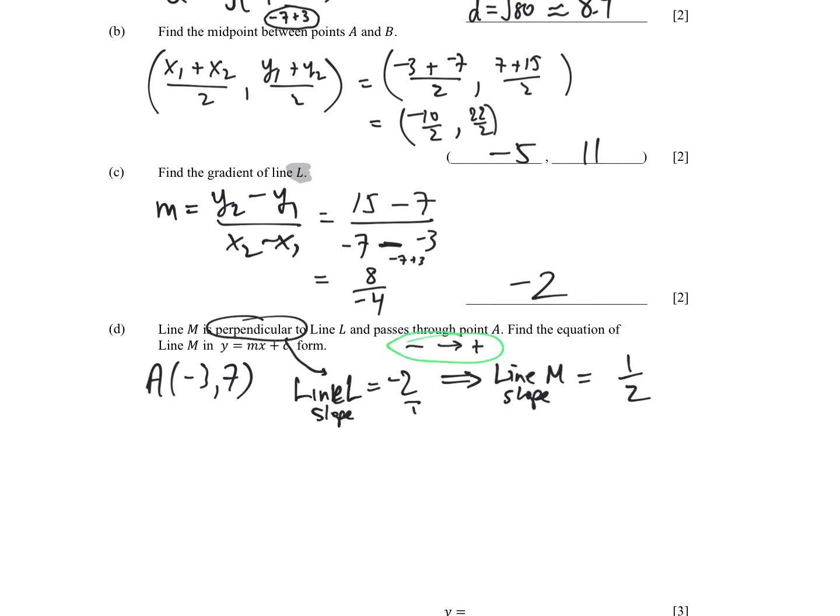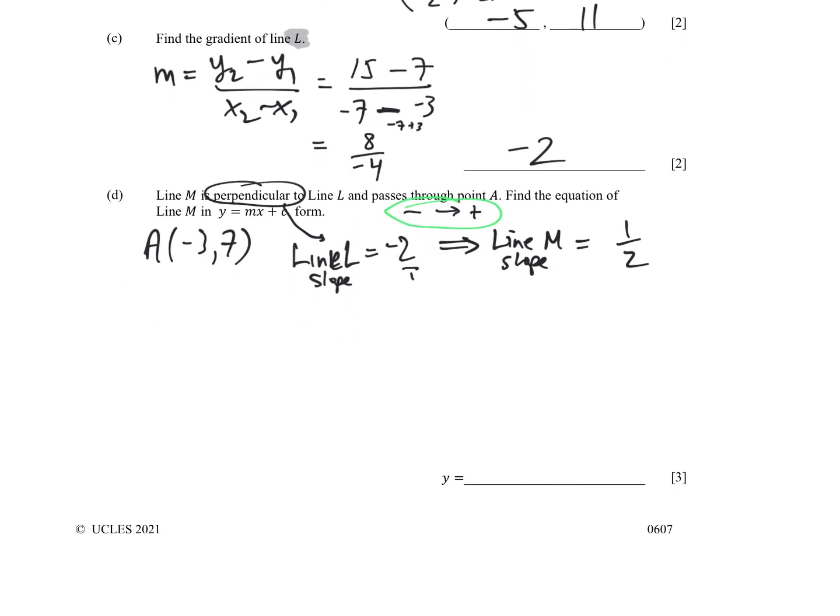So then, once I've been able to conclude that, there's a couple of different ways to do it, but I would use y equals mx plus c as the equation in order to find the y-intercept. I know that I need y equals mx plus c, and I need m, and I need c. Well, I have the slope, 1/2, right? And then I know that it goes through the point A. So I'll put negative 3 in for x and 7 in for y, leaving c as the variable that I can find in the equation.